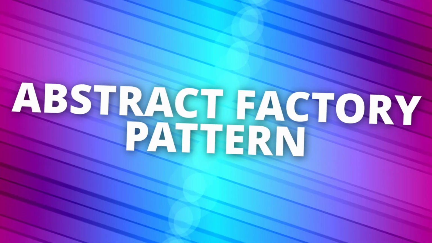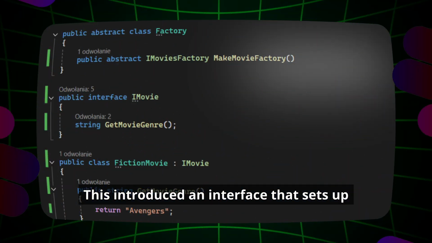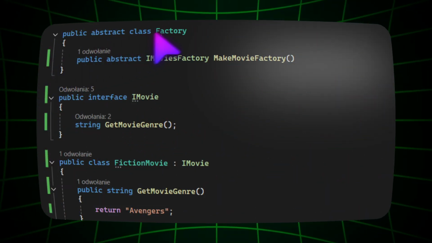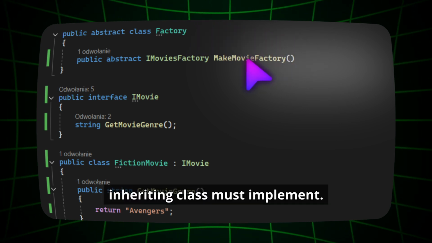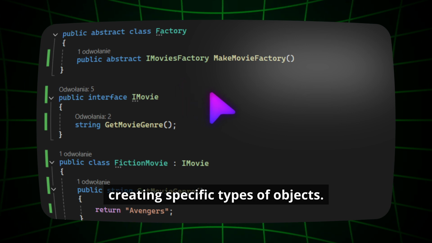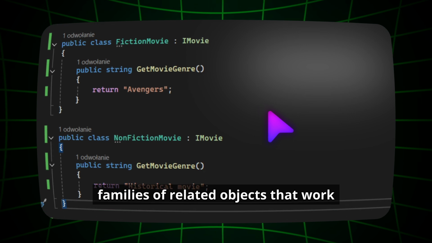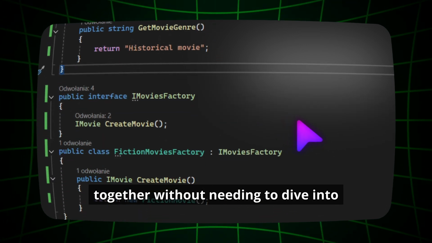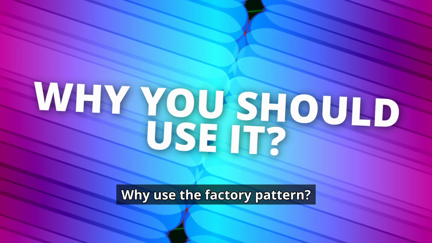Ready to level up? Enter the abstract factory pattern. This introduces an interface that sets up a contract defining the methods any inheriting class must implement. It's like laying down the roots for creating specific types of objects. This pattern allows you to create families of related objects that work together without needing to dive into their specific implementation. Why use the factory pattern?